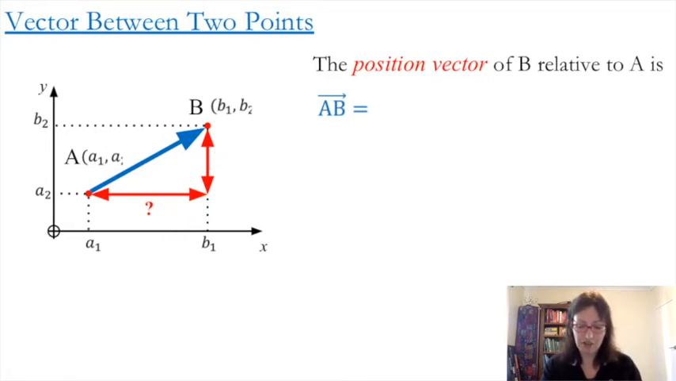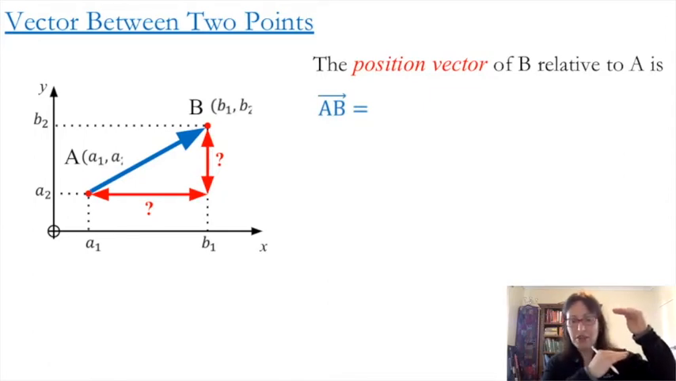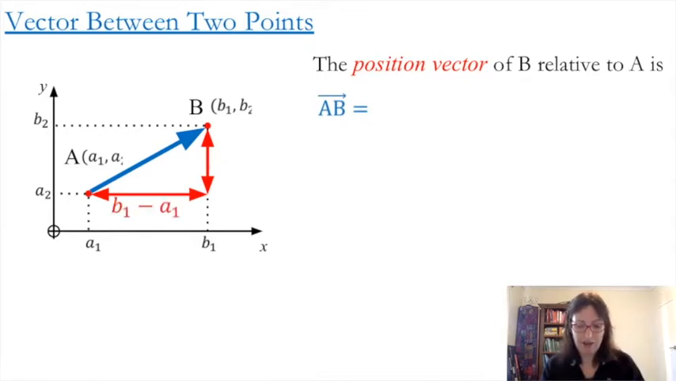Same idea goes for the vertical component. How would you work out that distance? You would head across to the axes, and you've got the B2 up there and the A2 here. How do you work out that distance? It's the big number take the small number, or the second number take the first number, and the difference is your answer. So this first one here, we've got B1 take A1, and notice that they are the two horizontal or x components of the vectors.